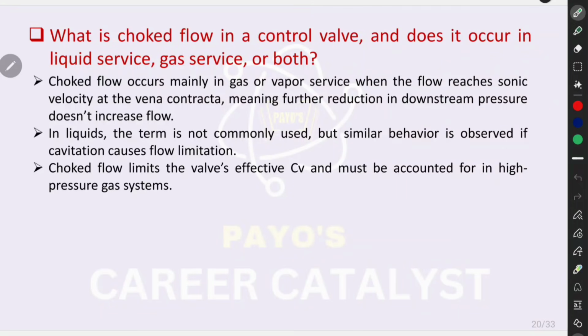What is choked flow in a control valve, and does it occur in liquid service, gas service, or both? Choked flow occurs mainly in gas or vapor service when the flow reaches sonic velocity at the vena contracta, meaning further reduction in downstream pressure doesn't increase flow. In liquids, the term is not commonly used, but similar behavior is observed if cavitation causes flow limitation. Choked flow limits the valve's effective Cv and must be accounted for in high pressure gas systems.